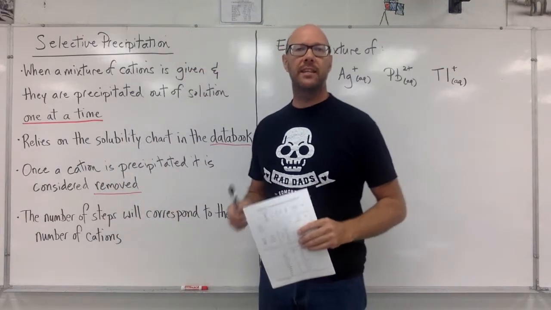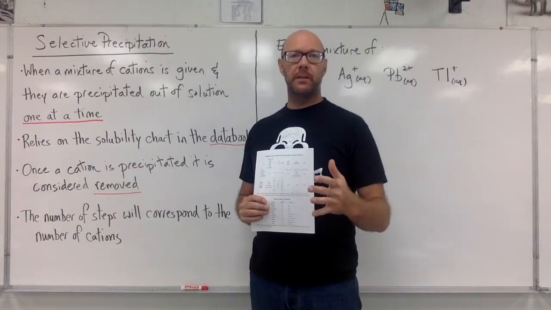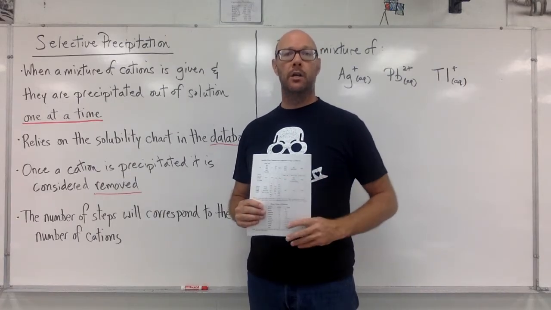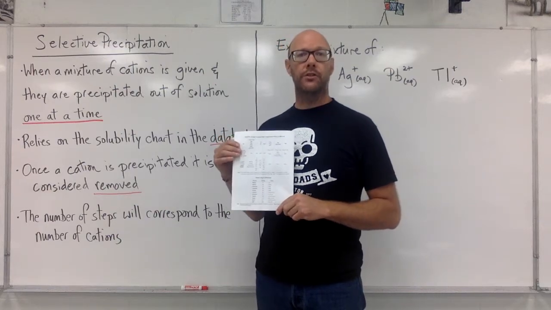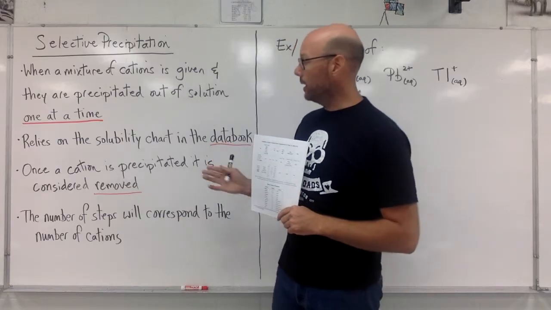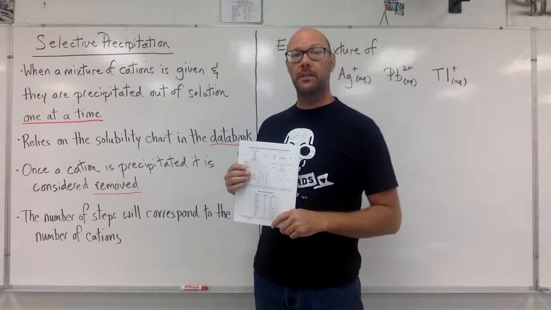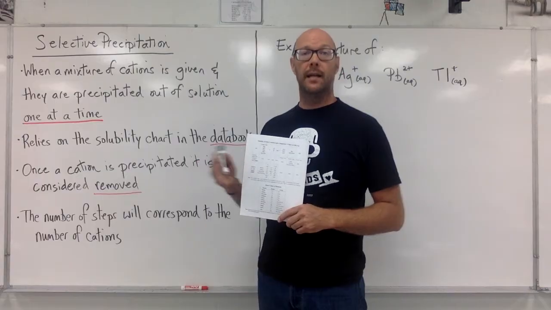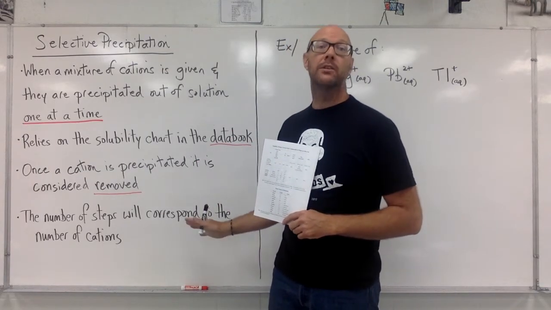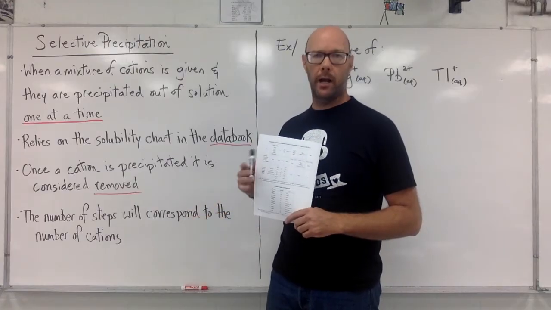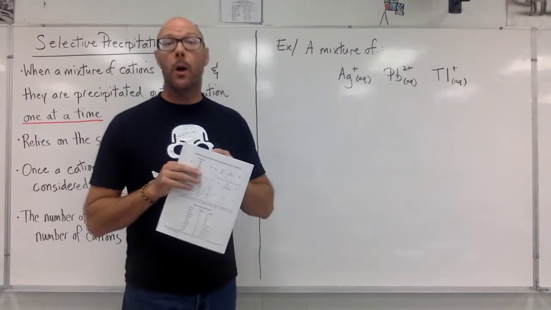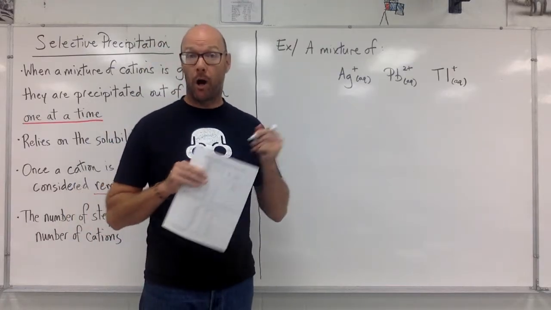They're given to us and the idea is we want to precipitate them out one at a time. Individually, one at a time. To do that, we're going to rely heavily on the solubility chart on page 3 of the data booklet. Importantly, once a cation is precipitated, it's considered removed. It's exited from the question. And the number of steps to our answer is going to correspond to the number of cations. Most questions are going to give us 3 cations, so most questions will have a 3-part answer.